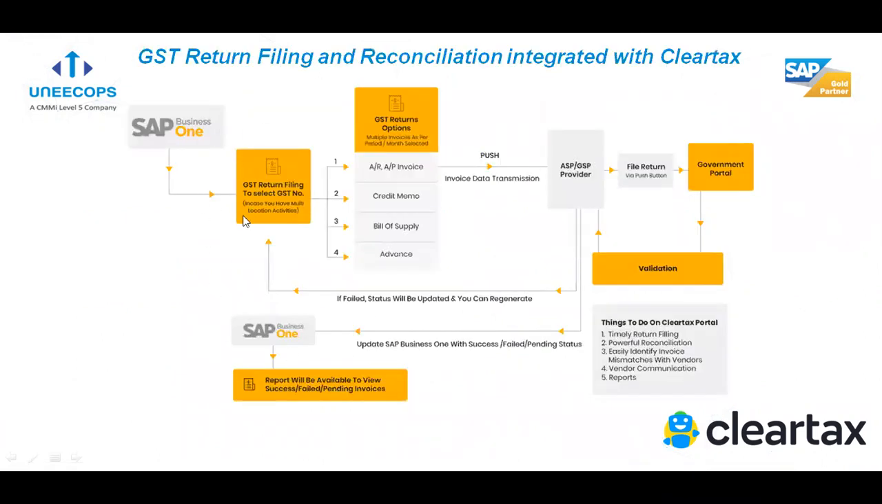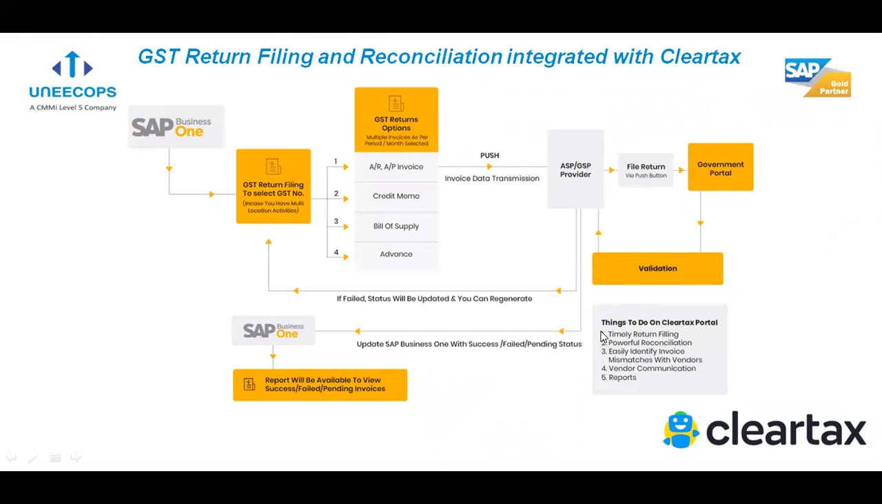So we will be having SAP Business One in place where you will be having multiple GST numbers coming down as drop down. You can push all your sales and purchase data. So you will be having the AR invoice, AP invoice, credit note, bill of supply, advances. So all the data will be pushed to the ASP GSP provider, which in our case is ClearTax. You will be filing your returns from ClearTax portal itself, and they will further be pushing the data to the government portal. They will be validating and getting back all the details to the ClearTax portal.